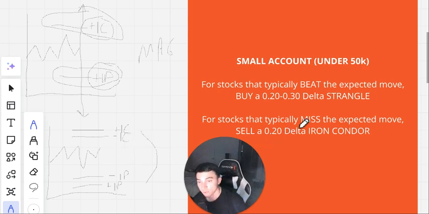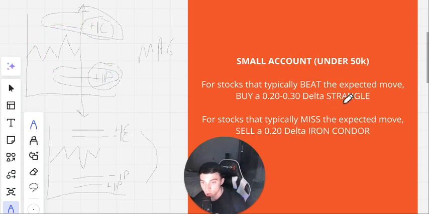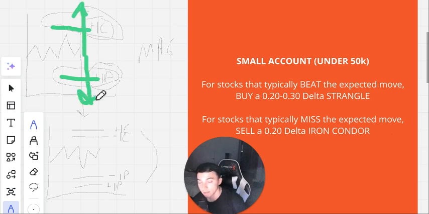If we're expecting it to miss, we expect it to stay within a range, versus up here with a long strangle, where we're predicting it's going to make a big move, so we want to buy options anticipating that it's going to move significantly. So I hope that makes sense.